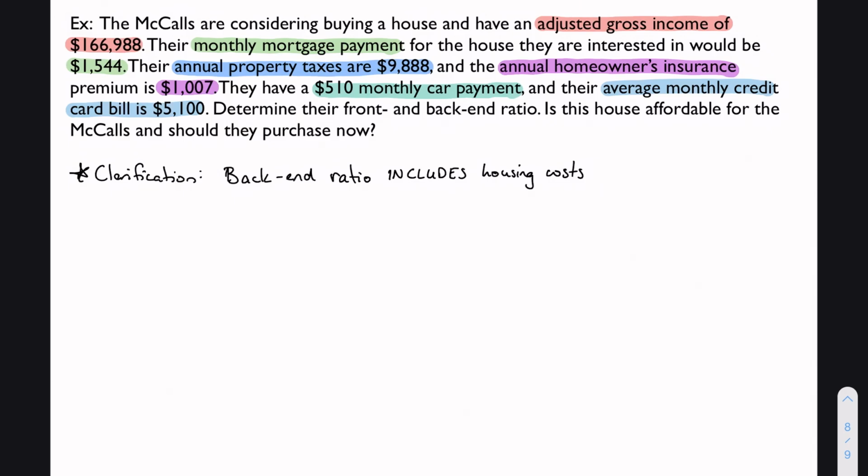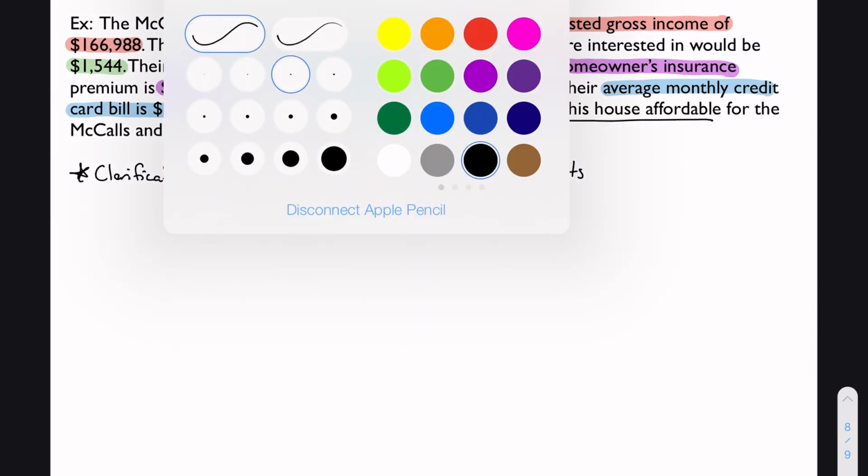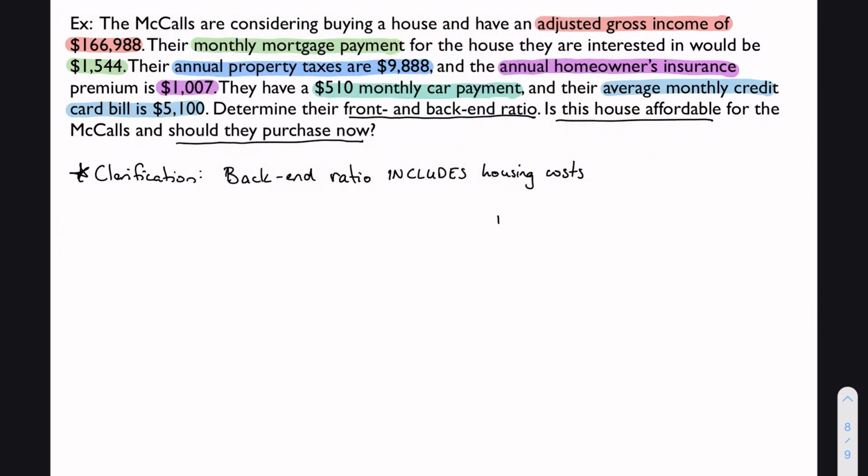Notice it says average. Again, a lot of this is just estimate. What are we being asked to do? Determine their front end and back end ratio. Two questions: Is this house affordable? And should they purchase now? This is what we talked about with the front end and back end ratio from before. So let's do my front end ratio first.